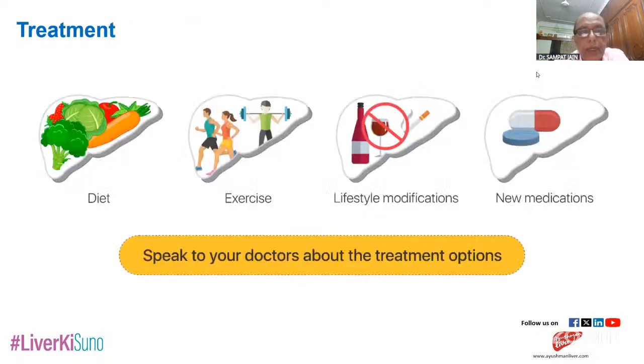So the treatment part: speak to your doctors about the treatment options. As I said, it is a metabolic dysfunction associated disease. So we must emphasize lifestyle modification, the diet and exercise. These are the three main pillars. And after that come the medications. So first and foremost is the lifestyle, diet and exercise.